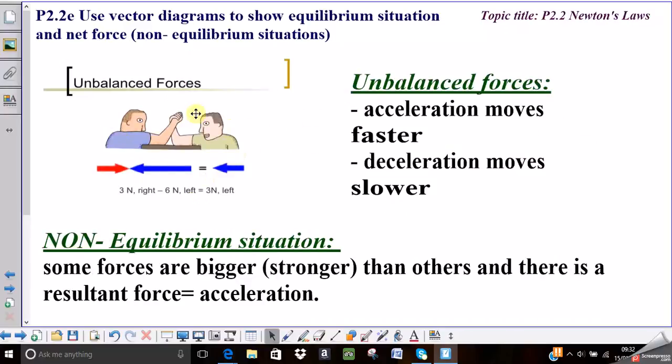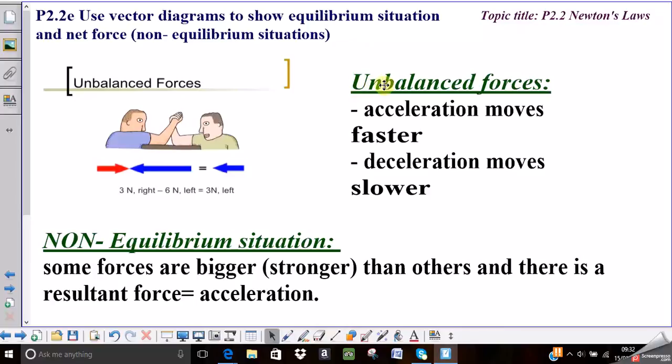Now we have here two people arm wrestling. Now, the force to the left, we obviously see it's larger. The blue force is larger than the red force. There are 6 newtons going to the left, only 3 newtons going to the right. This is a non-equilibrium situation because those two forces are not equal. So that means some forces are bigger, stronger than others, and there is a resultant force which creates acceleration.